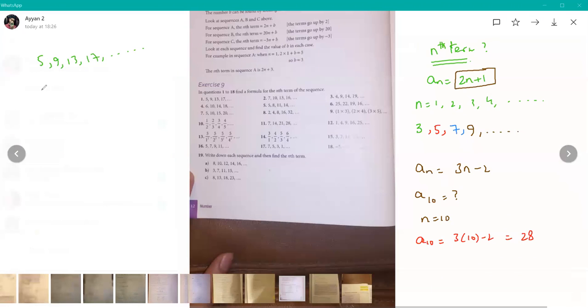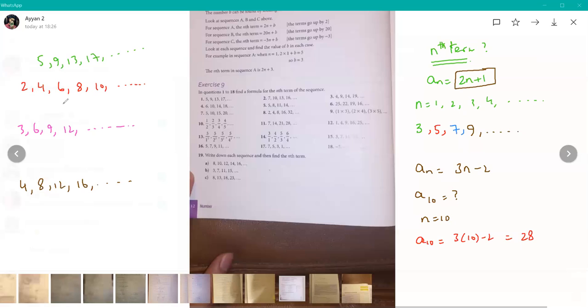Suppose you have a sequence which is 2, 4, 6, 8, 10, and so on. Then there is a sequence which is, let's say, 3, 6, 9, 12, and so on. There might be a sequence which is, let's say, 4, 8, 12, and 16, and so on. Can you guess what the nth term should be for this 2, 4, 6, 8, and 10?